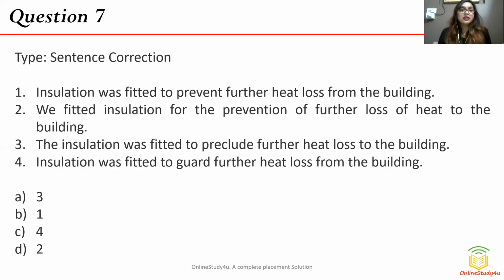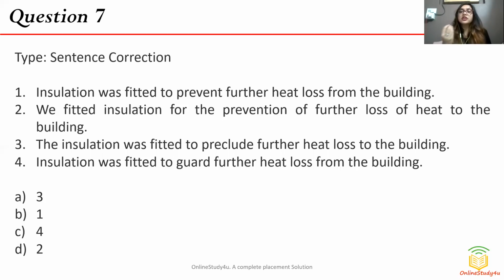All right. Here also you have to pick up the correct sentence. Insulation was fitted to prevent further heat loss from the building. We fitted insulation for the prevention of further loss of heat to the building. The insulation was fitted to preclude further heat loss to the building. Insulation was fitted to guard further heat loss from the building.